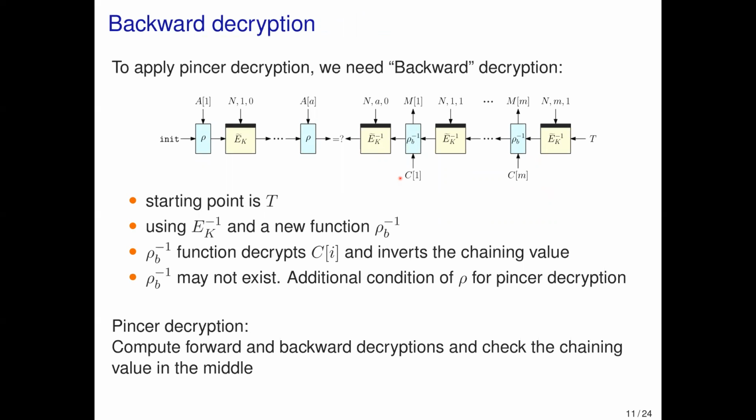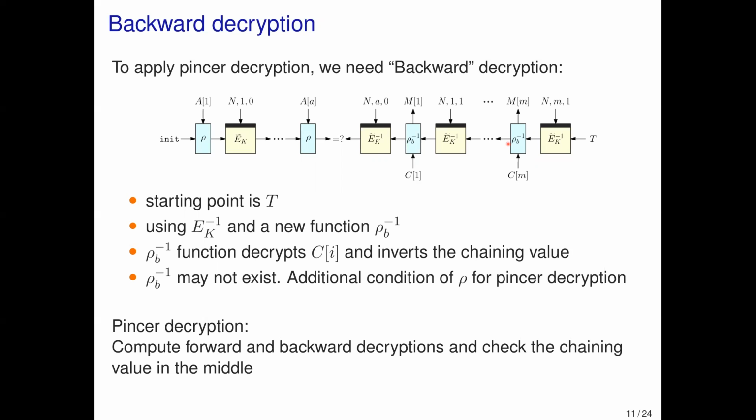To apply pincer decryption, we need to define backward decryption, shown here. It starts with tag T and uses the inverse of E-tilde sub K, and a new variant of the rho function called rho-B inverse. The rho-B inverse decrypts the ciphertext block and inverts the chaining value. Note that this variant may not exist, and it is needed as it is not needed in regular decryption. So we have an additional condition for the rho function.